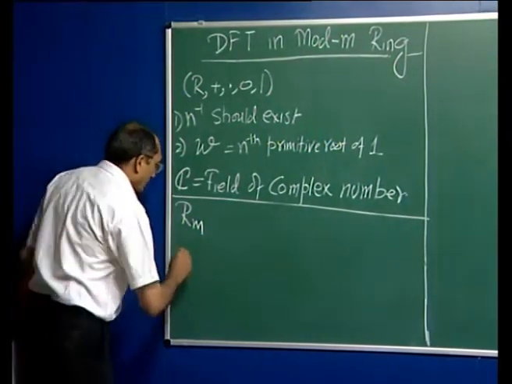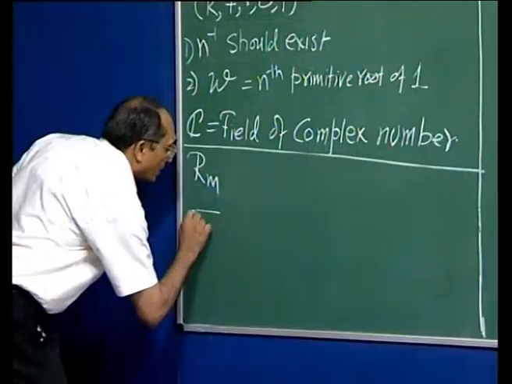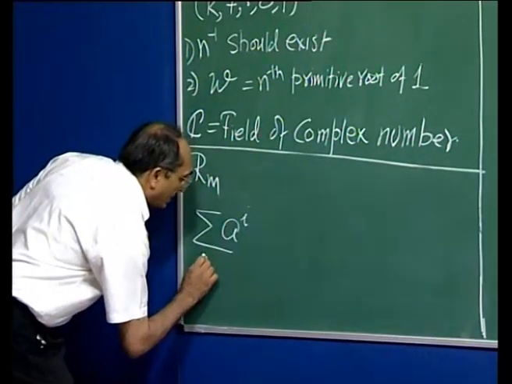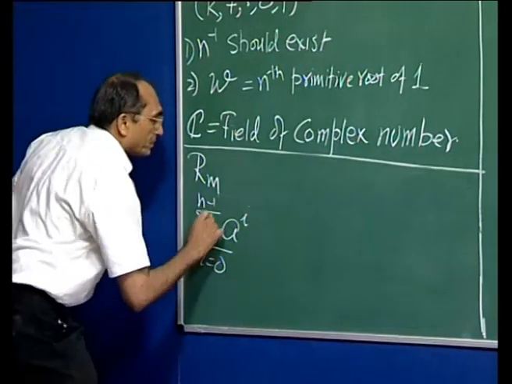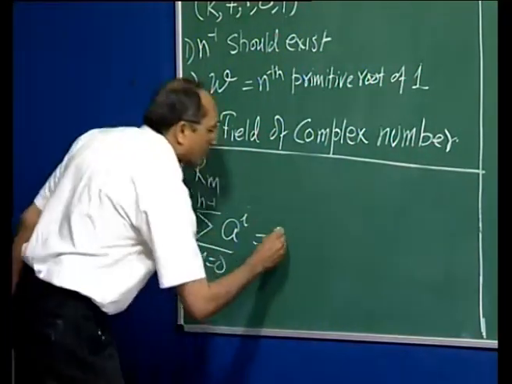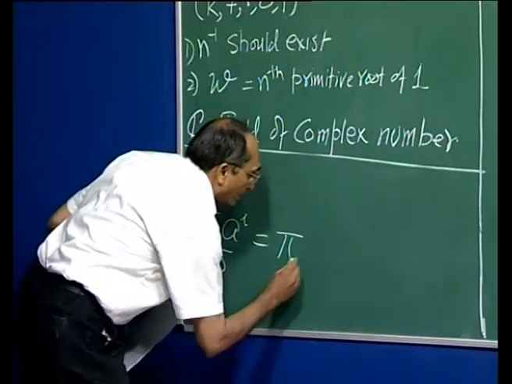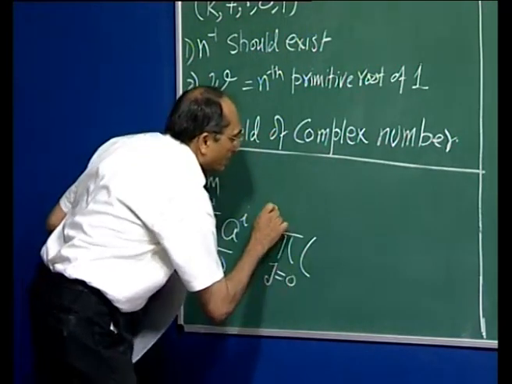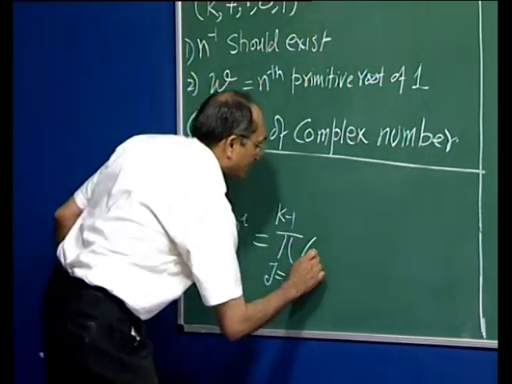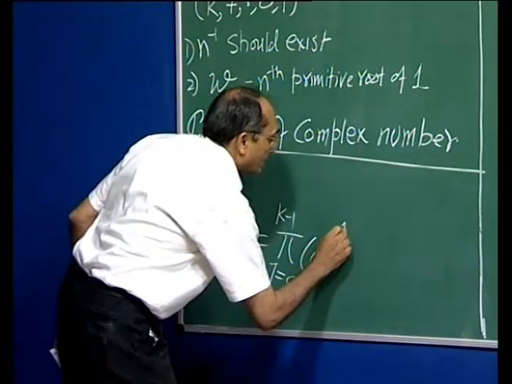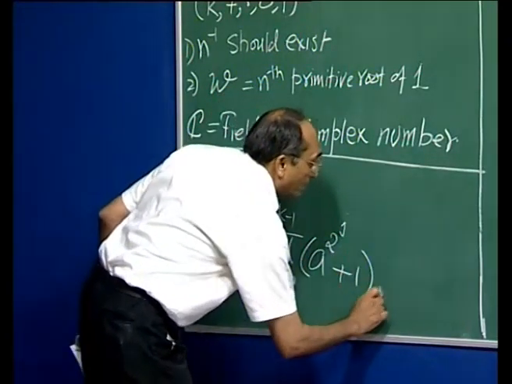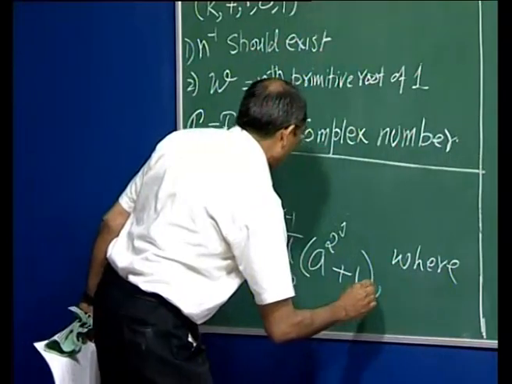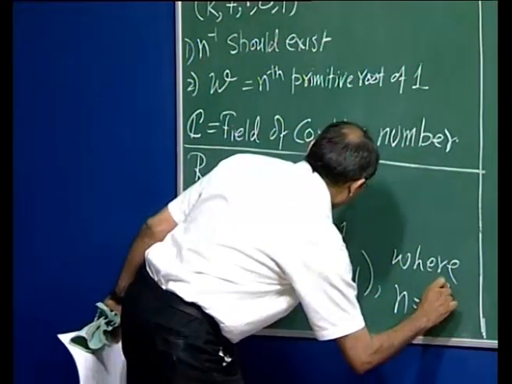So we will discover this ring in which we can perform this DFT, and for that we will have to establish certain results. The first one that I want to show is that the geometric series, the sum of a to the power i for i going from 0 to n minus 1, is equal to the product from j going from 0 to k minus 1 of a to the power 2 to the power j, plus 1, where n is 2 to the power k.